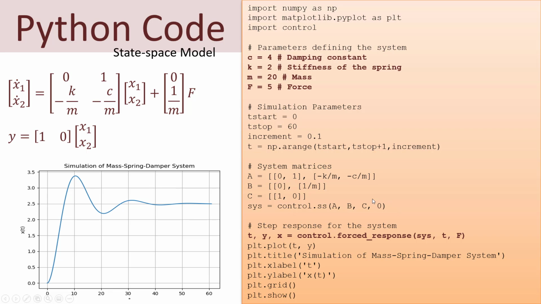Then I can simulate this system using another built-in function in this control library called control.forced_response. The input to this function is sys, which is the state space model, t, this t array, and F, the force, which I set here equal to 5. And then the output of this function is t, y, and x. And then I can use, as in the previous example, matplotlib in order to plot the final results.